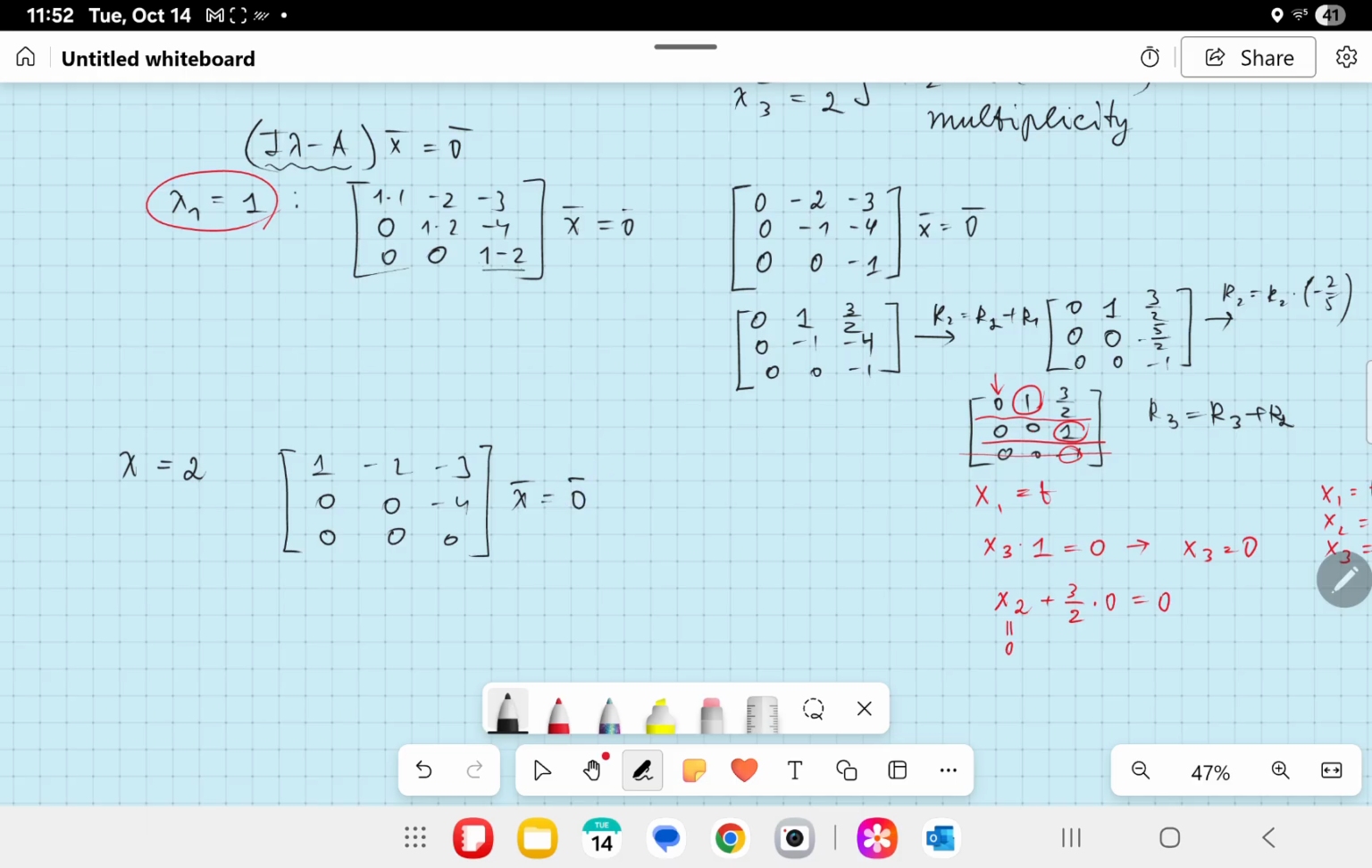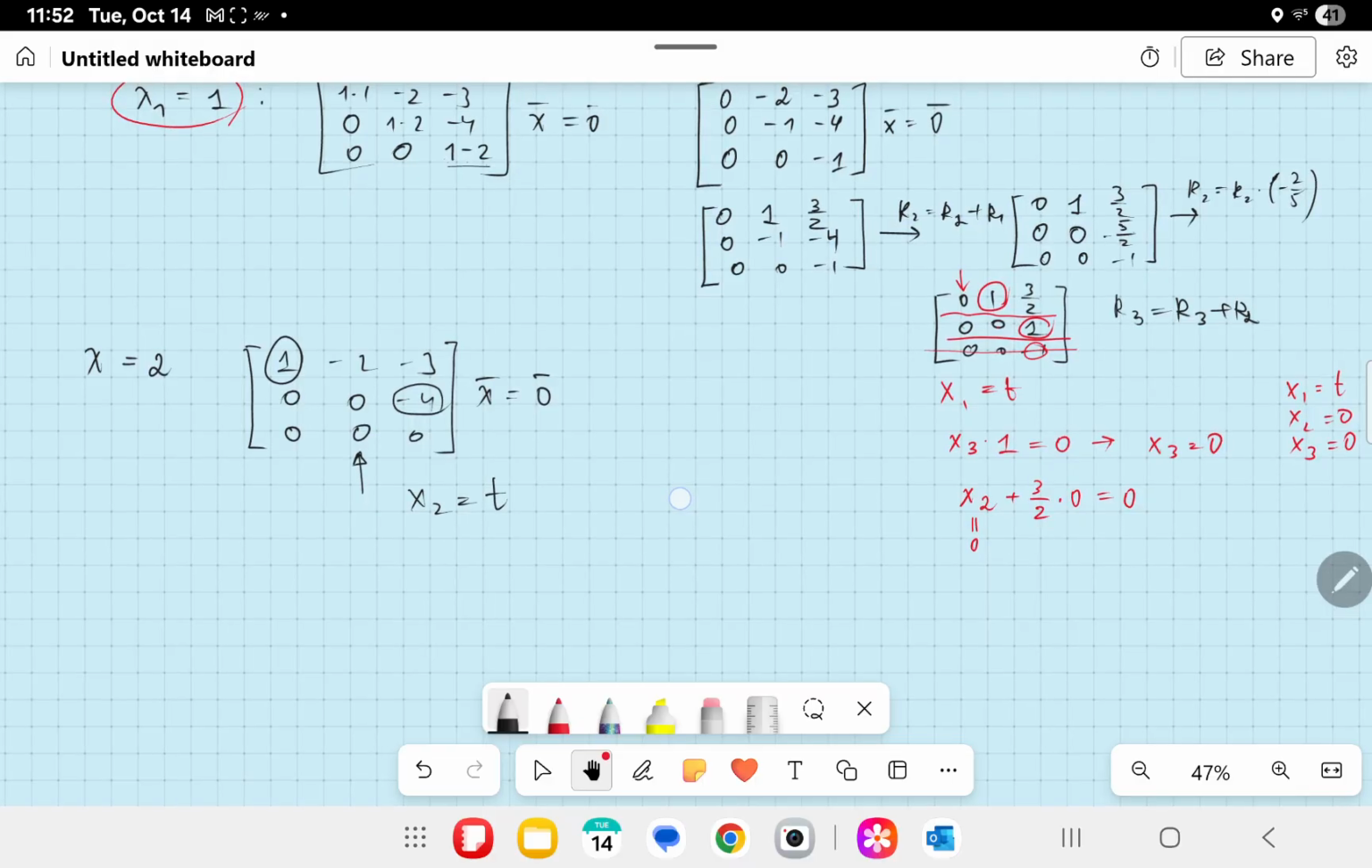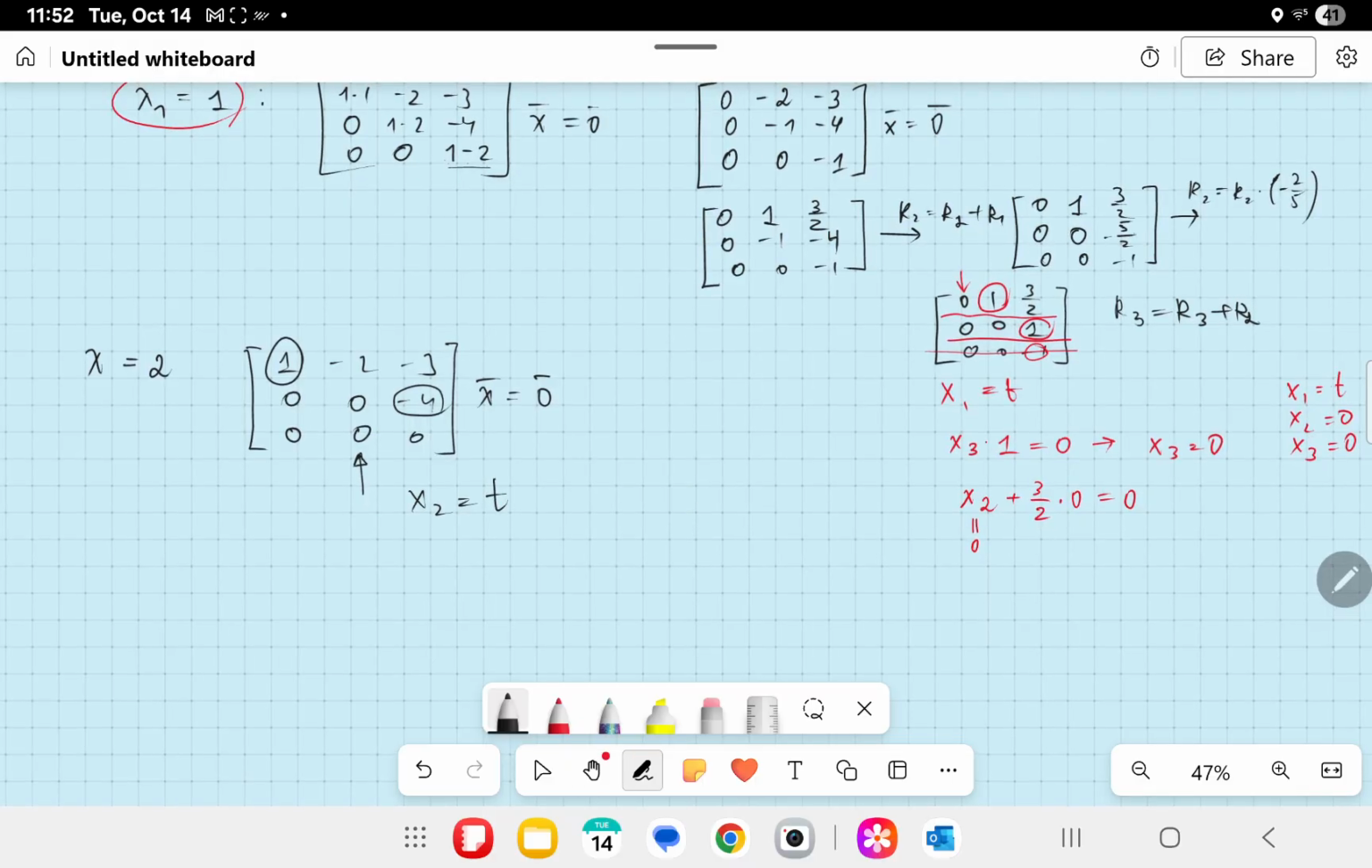Equals 0. Here I don't think that I'll need to modify it. I do see that I have one leading variable here and one more leading variable here. I don't have anything over this position, so x2 is going to be my free variable t. Or you can use a different letter. I already used t over here, so I'm going to use p. Though it's not necessary, let's use p.